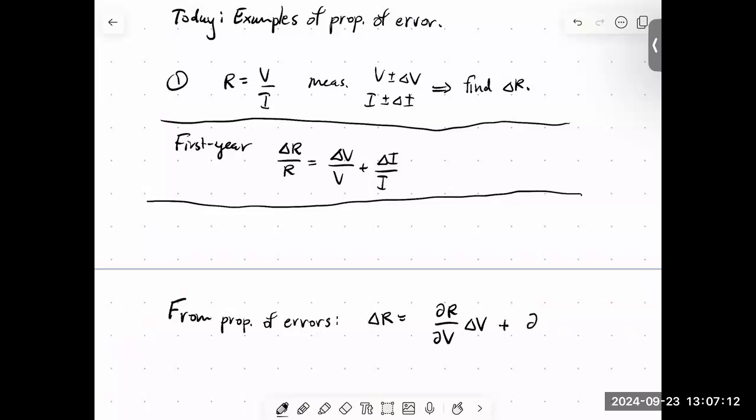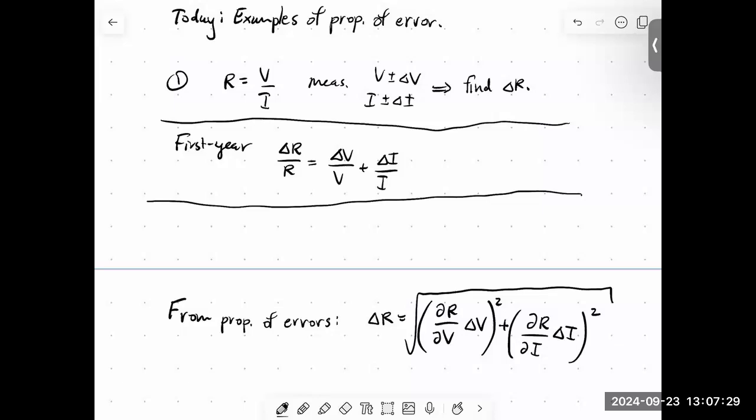And then we'll have a contribution like that for the current. And then we're going to just apply our quadrature sum. So we square those two terms, add them, and then take the square root. So that's just propagation of errors for our function of two variables.